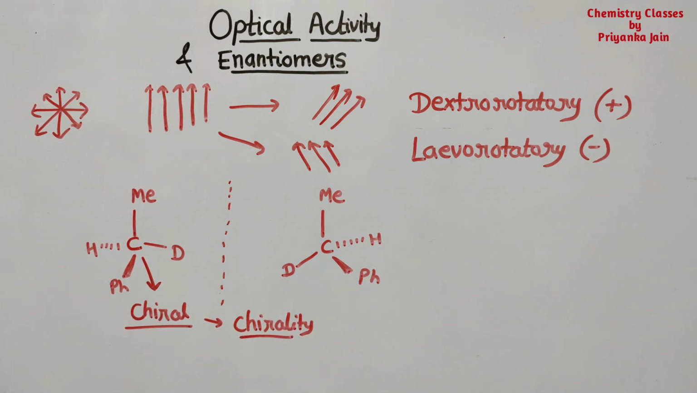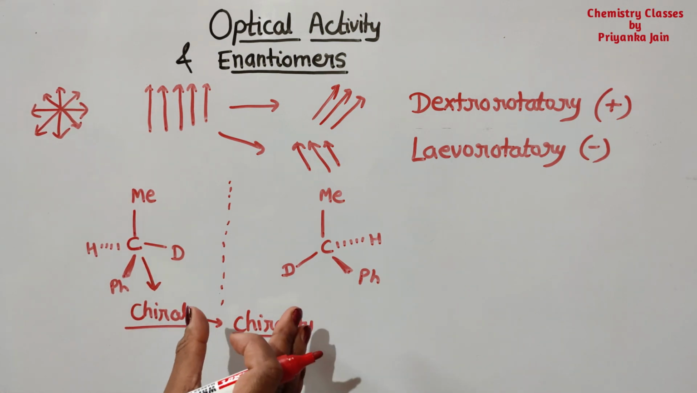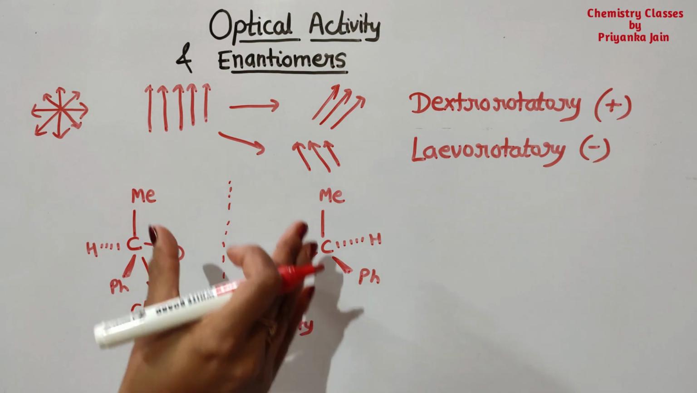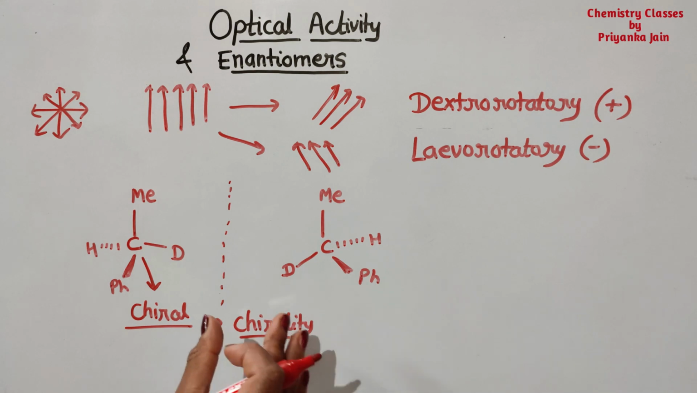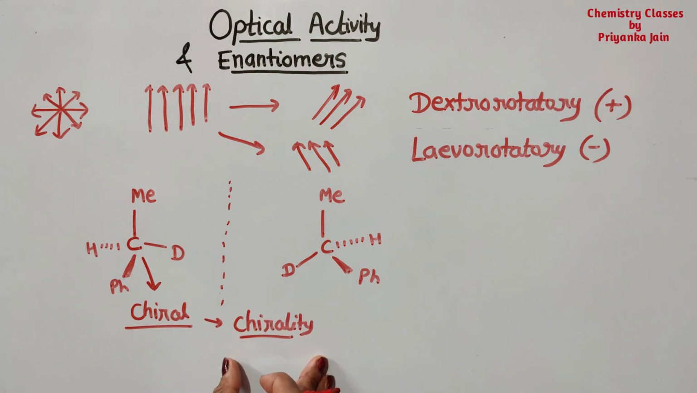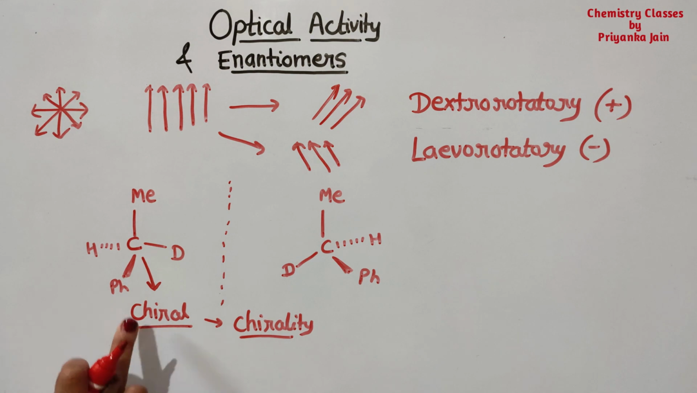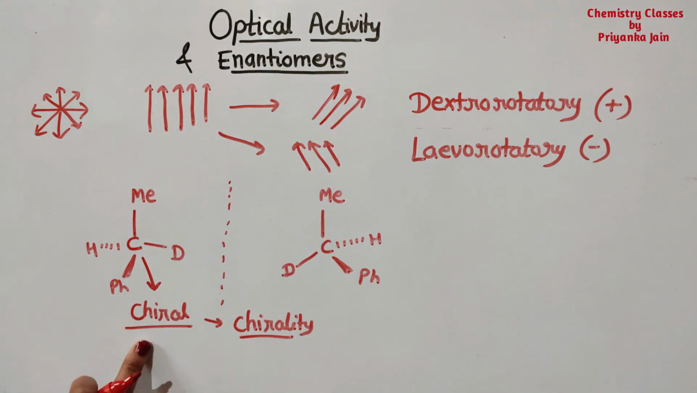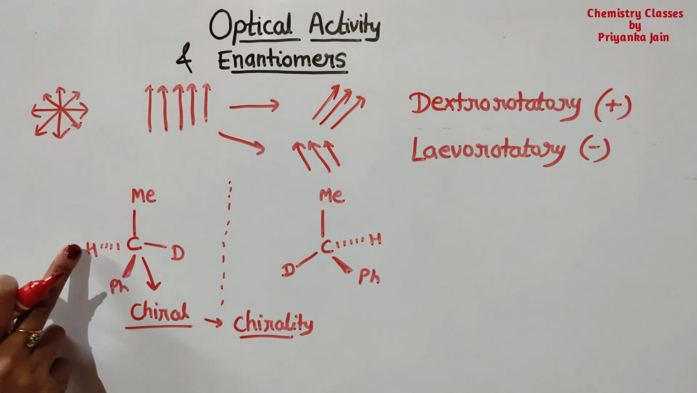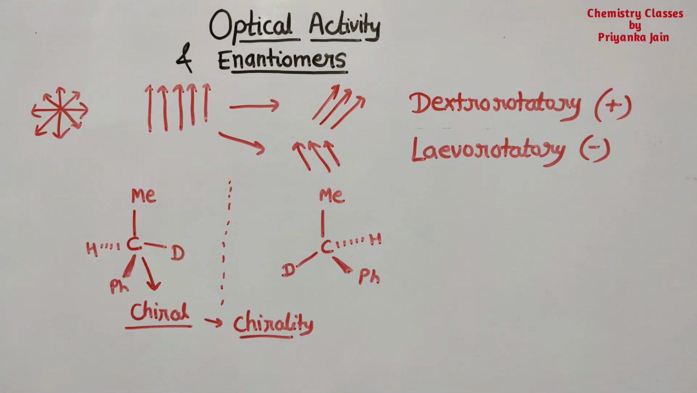Okay? So chirality is the special characteristic of the enantiomers. All the enantiomers will show the chirality. It means if any molecule is showing the chirality, then it will show the enantiomerism. It means for having the enantiomers, the molecule should be chiral. Okay? In this case, you can see here only one atom is present.